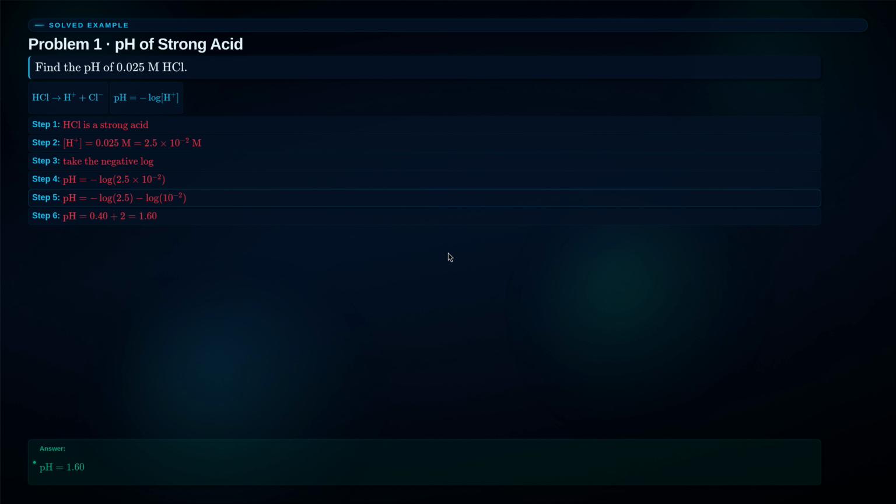Convert to scientific notation. 0.025 equals 2.5 times 10 to the minus 2. Negative log of 2.5 times 10 to the minus 2 equals negative log of 2.5 minus log of 10 to the minus 2 equals 0.40 plus 2 equals 1.6. So pH equals 1.6. This is a strongly acidic solution, comparable to gastric juice in your stomach.